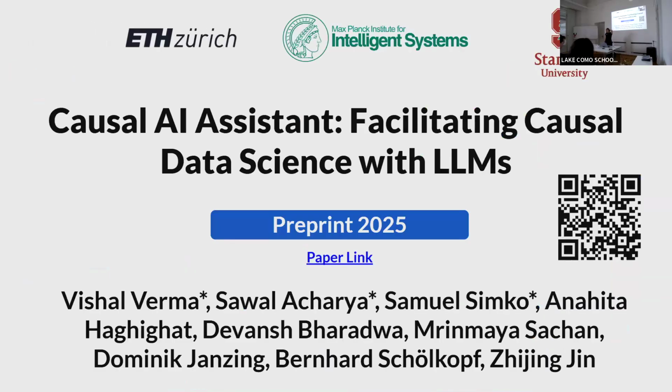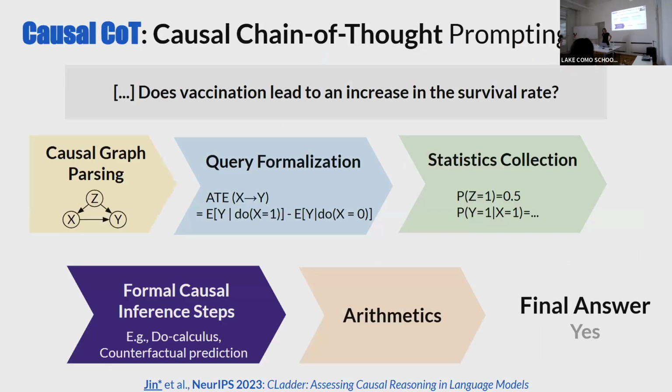So to push forward this type of effort, we introduced the Causal AI Assistant to facilitate causal data science with LLMs, which is a recent paper. And all of that can be accessed from my website, where I have a public link for this slide deck. So in this case of the causal AI assistant, which we call Saya, we further advance the causal chain of thought prompting from the previous paper and extend it to formal causal inference steps execution.